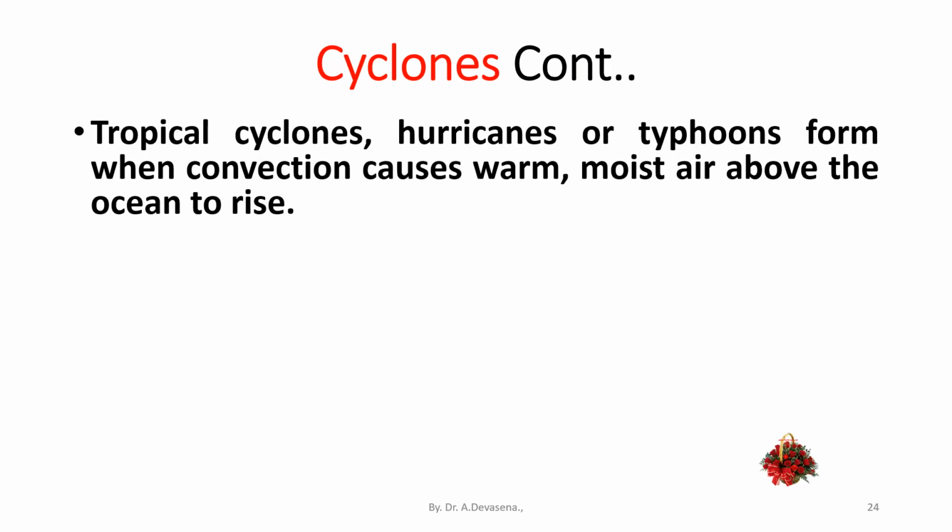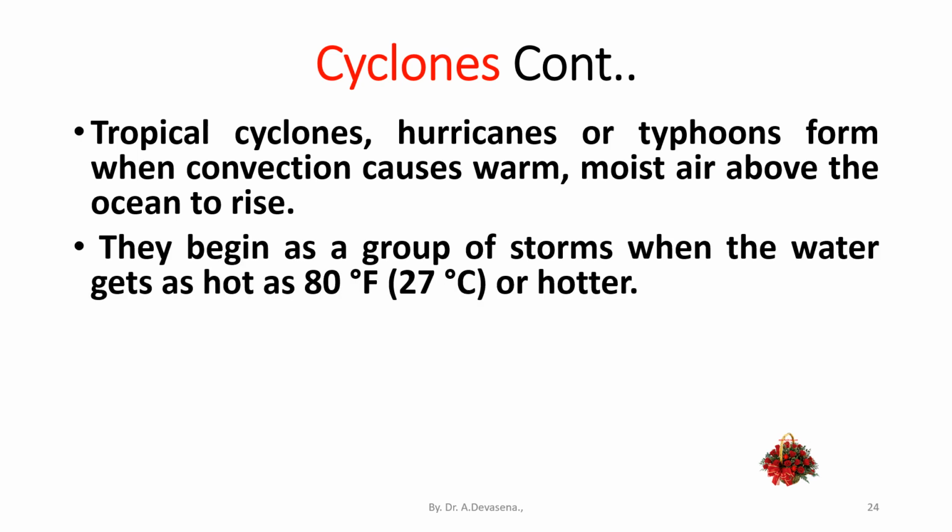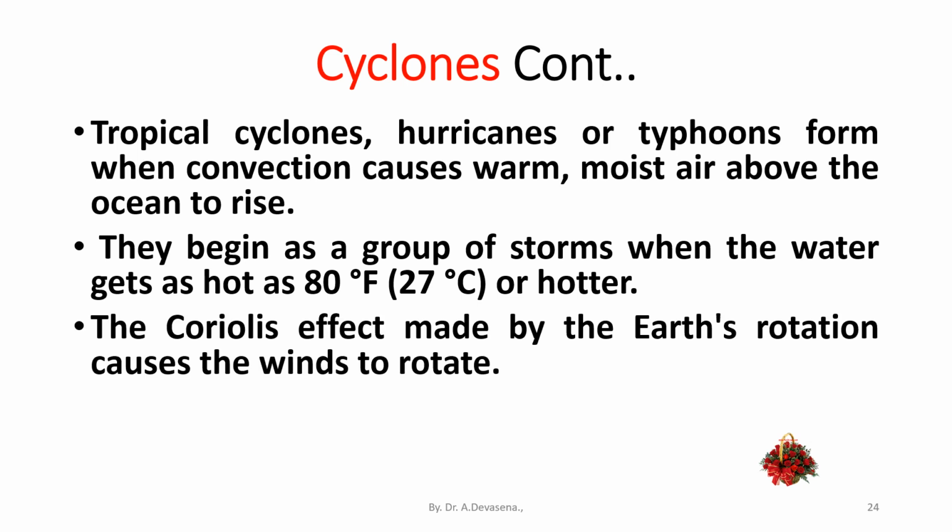Tropical cyclones, hurricanes, or typhoons form when convection causes warm, moist air above the ocean to rise. They begin as a group of storms when the water gets as hot as 80 degrees Fahrenheit, that is 27 degrees Celsius or hotter. The Coriolis effect made by the Earth's rotation causes the winds to rotate. Warm air rises quickly.